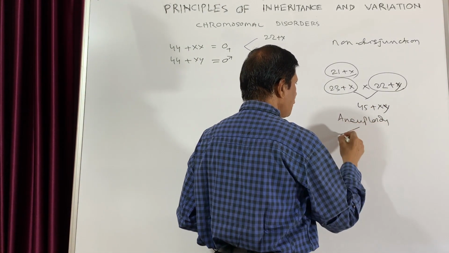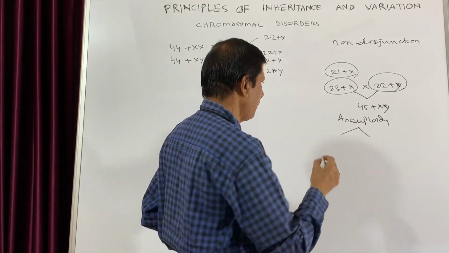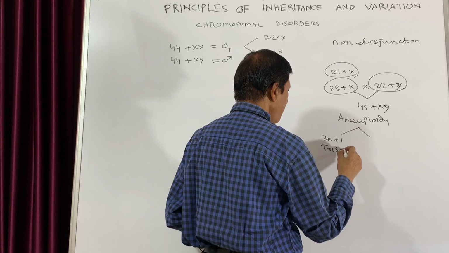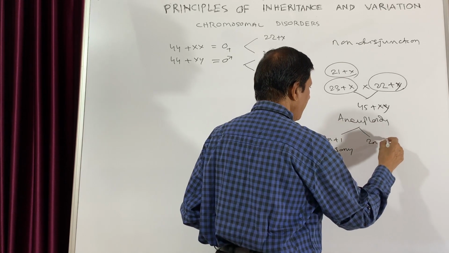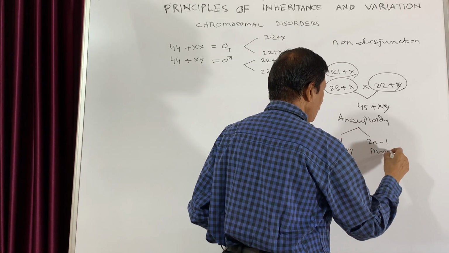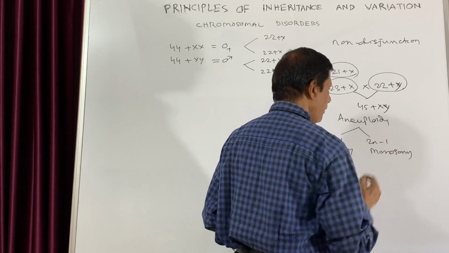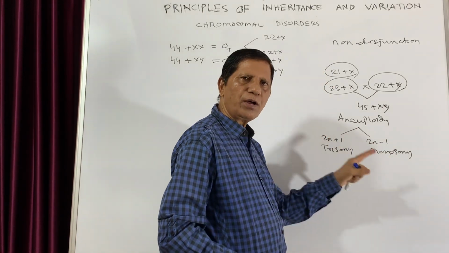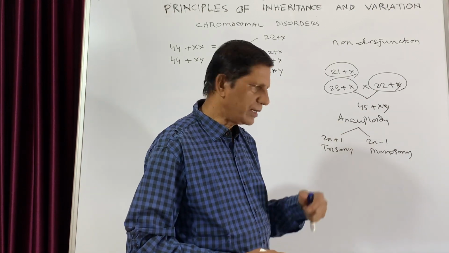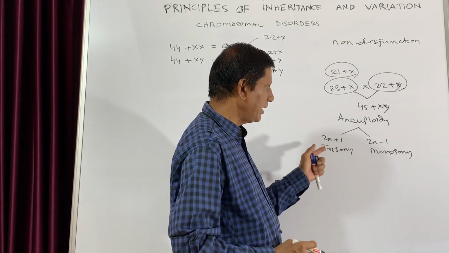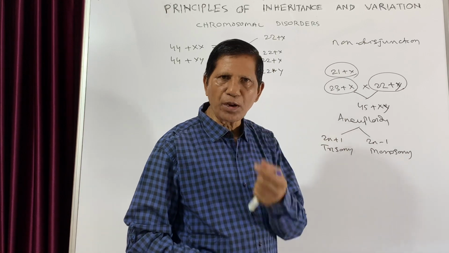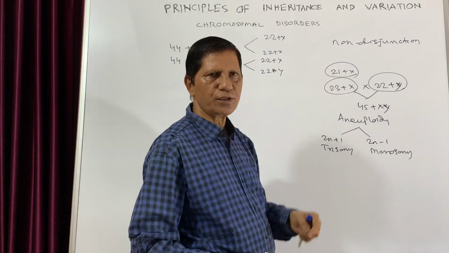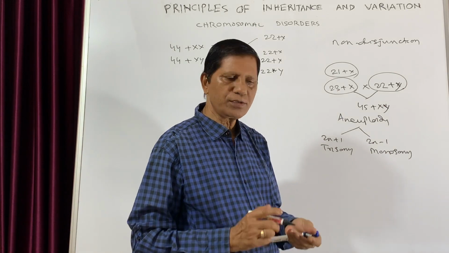And when there is one extra chromosome, that is 2n plus 1, it is known as trisomy, and when it is 2n minus 1, it is known as monosomy. And this may take place either due to an autosome or due to the sex chromosome. But in either case, certain abnormalities occur in human beings which are known as chromosomal disorders. So what are these chromosomal disorders? Let us start.